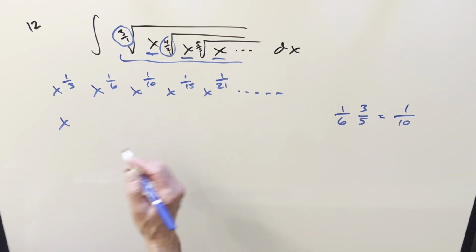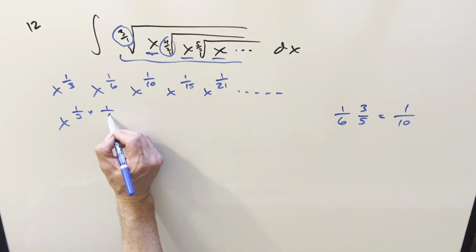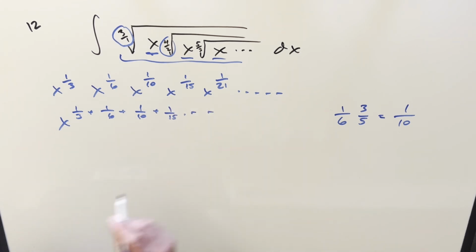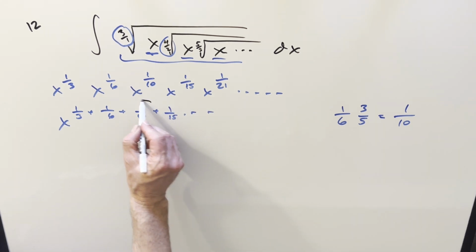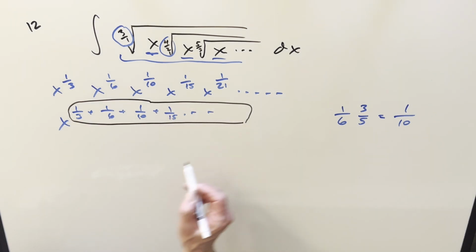So all we want to do to multiply them is just add exponents. So what's going to happen is we get 1/3 plus 1/6 plus 1/10 plus 1/15, etc. So what happened is we ended up with an infinite sum, and we just need to figure out what this sum is going to be, and then we'll have our exponent on the x.